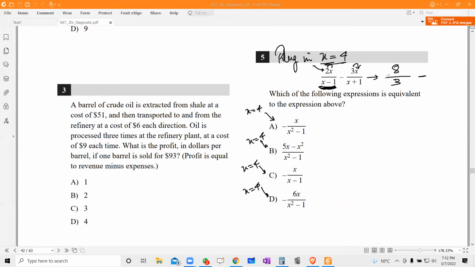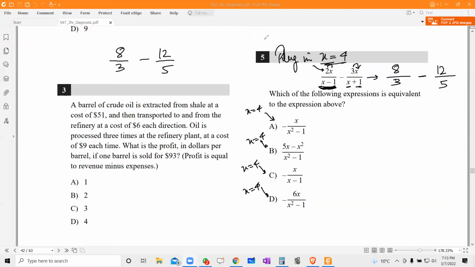3 times 4 is how much? 12. Divided by 4 plus 1 is how much? 5. Now you need to simplify this: 8 over 3 minus 12 over 5. How can you add or subtract these fractions?